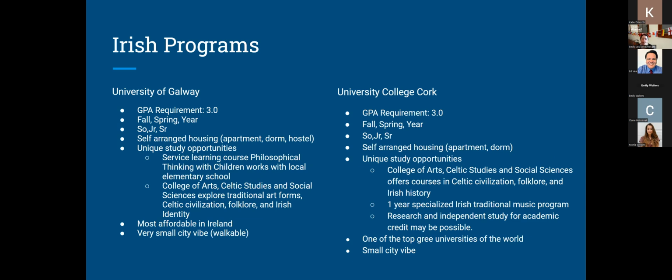Okay, and then I have these two because they are the two that are outside of Dublin. So you have Galway and you also have Cork. I put these two on this slide because those who don't want to be in Dublin typically know and are then choosing between these two. The main requirements are pretty much the same. Again, they're both 3.0, you could be sophomore, junior, senior. They all have fall, spring, year options. The housing is pretty much the difference.